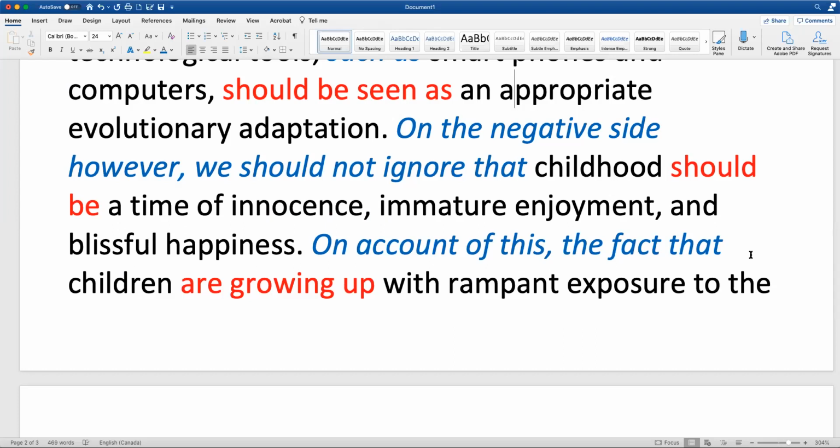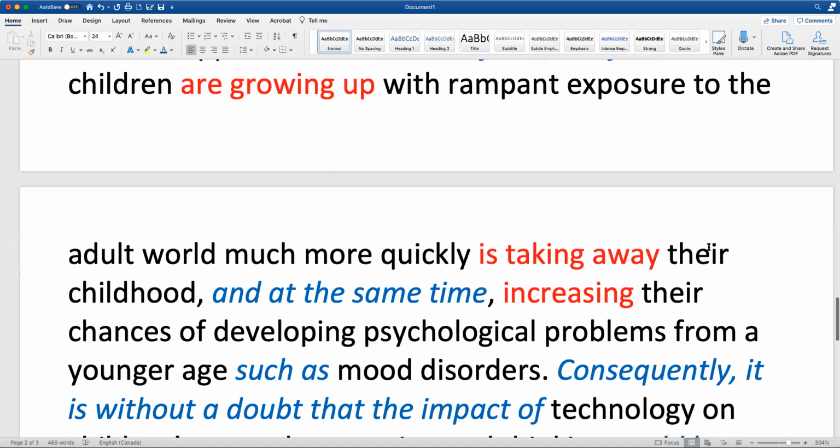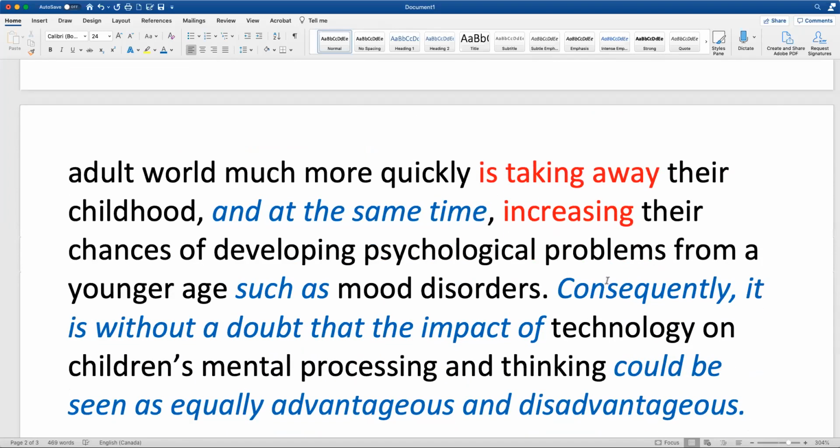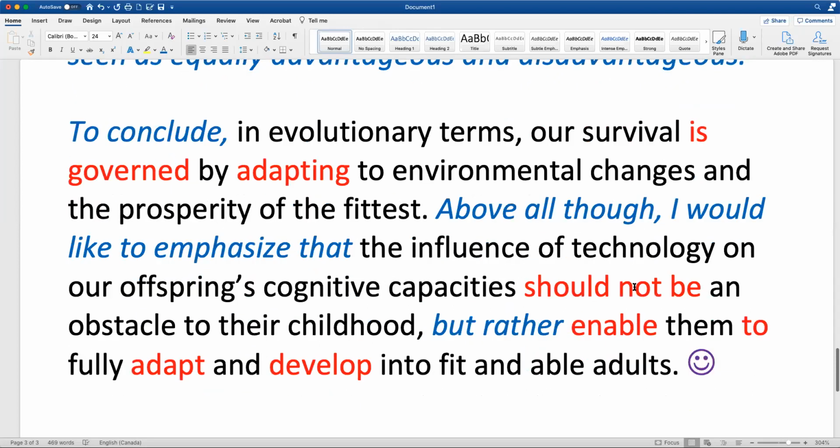Okay, what does this mean for the way that technology has been affecting children, Micheline? On account of this, the fact that children are growing up with rampant exposure to the adult world much more quickly is taking away their childhood and at the same time increasing their chance of developing psychological problems from a younger age, such as mood disorders. Consequently, the impact of technology on children's mental processing and thinking could be seen as equally advantageous and disadvantageous.